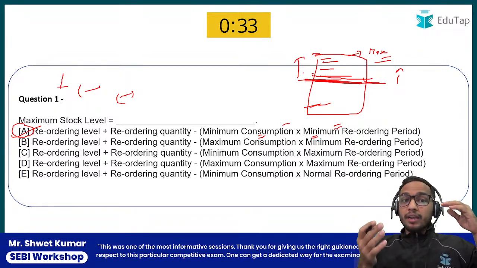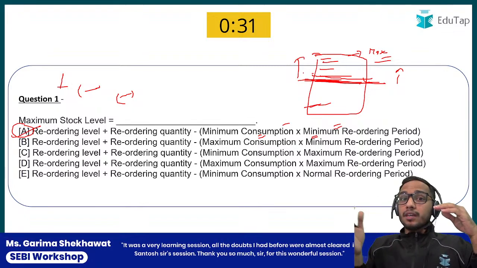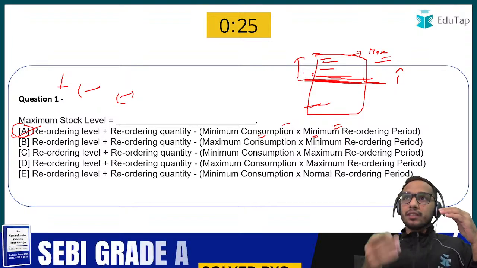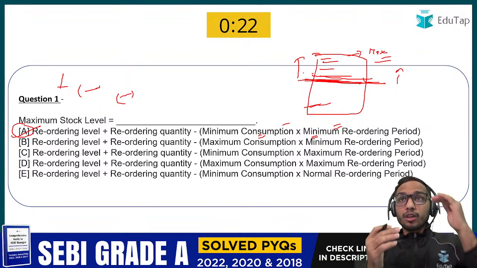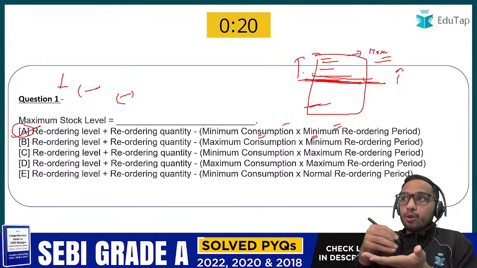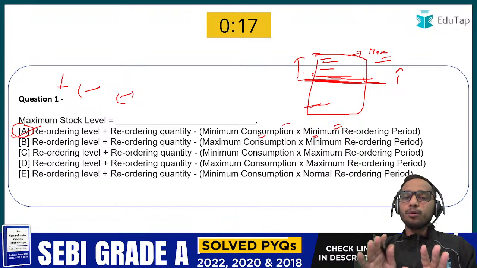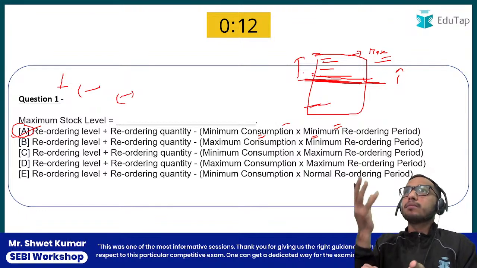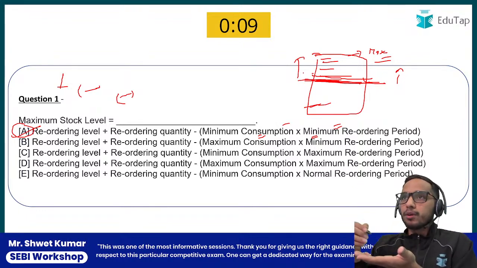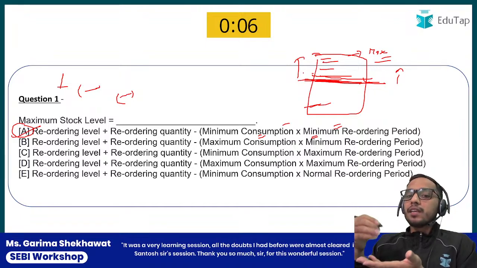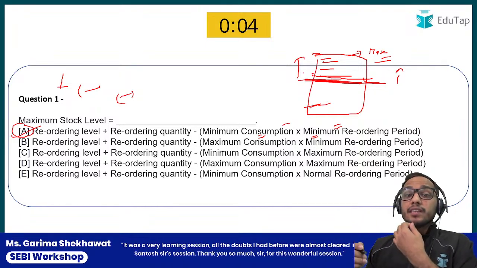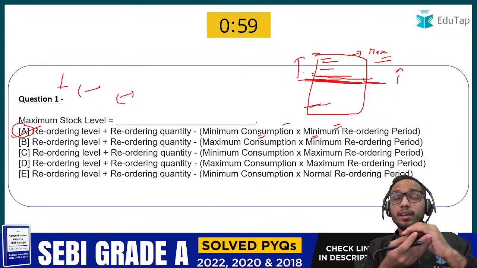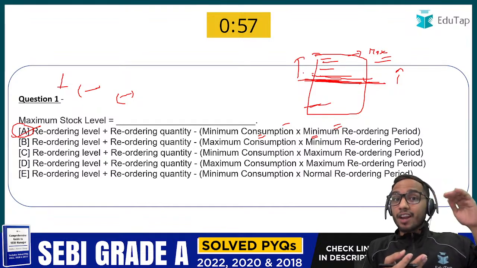If you calculate this by assuming that maximum consumption is there, then you are not calculating the maximum stock level, because suppose there is no maximum consumption, then your inventory will be on the higher side. Whatever number you give to the management, if you calculate your maximum stock level assuming maximum consumption, management will say, suppose there is minimum consumption, then inventory will be left in the warehouse, so you will be fired.